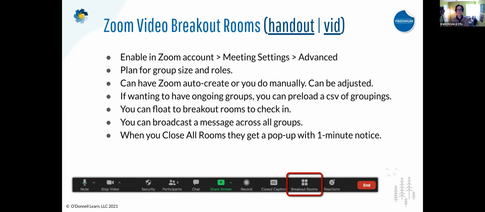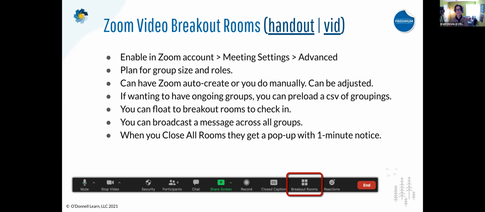And you can adjust groups when it creates those auto groups and you decide, well, this group over here isn't balanced out right, or I know these two people don't work together well. You can manually swap people from room to room before you cast them out.